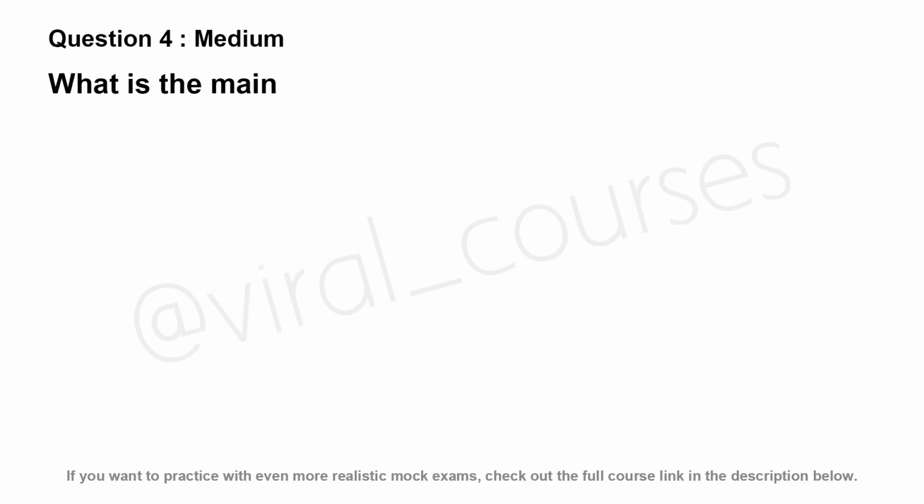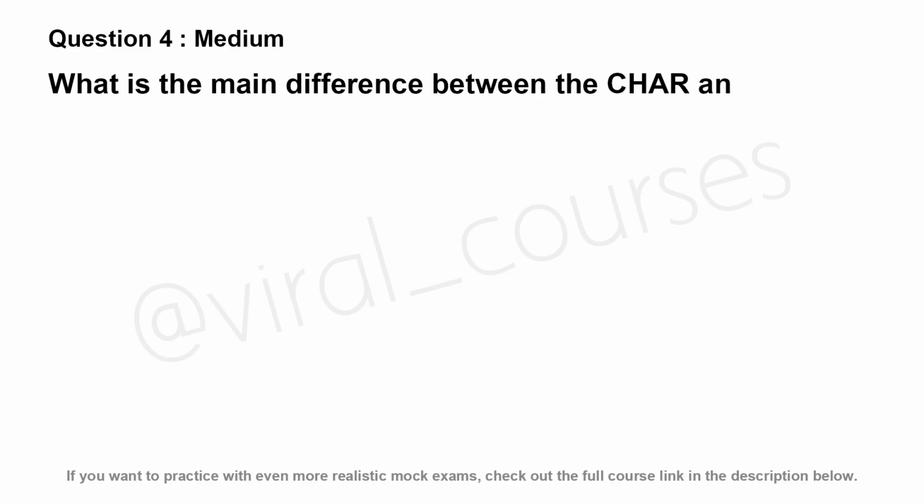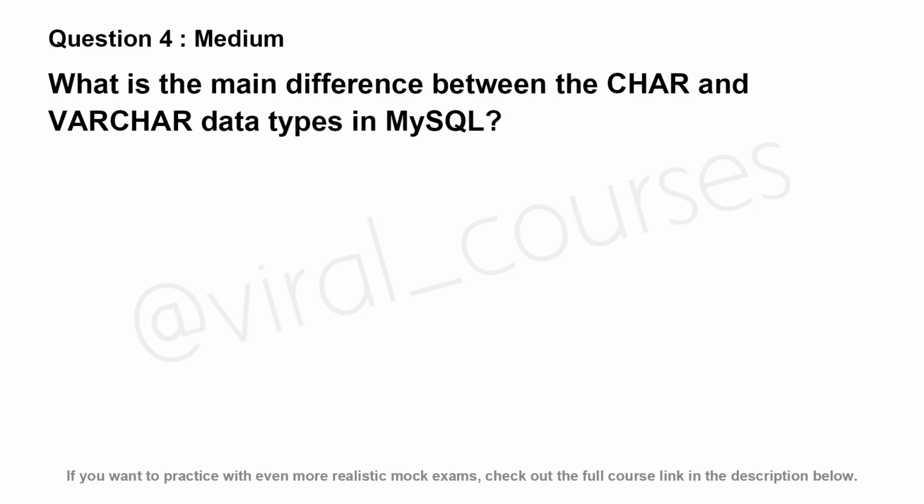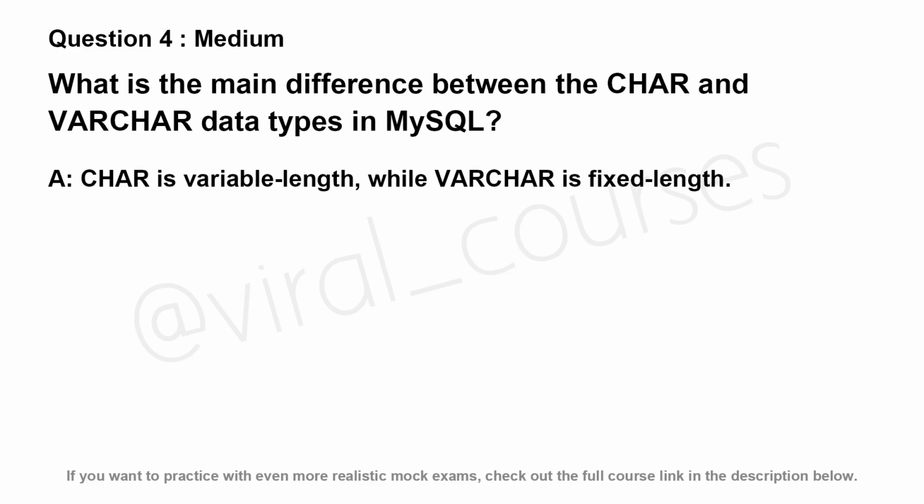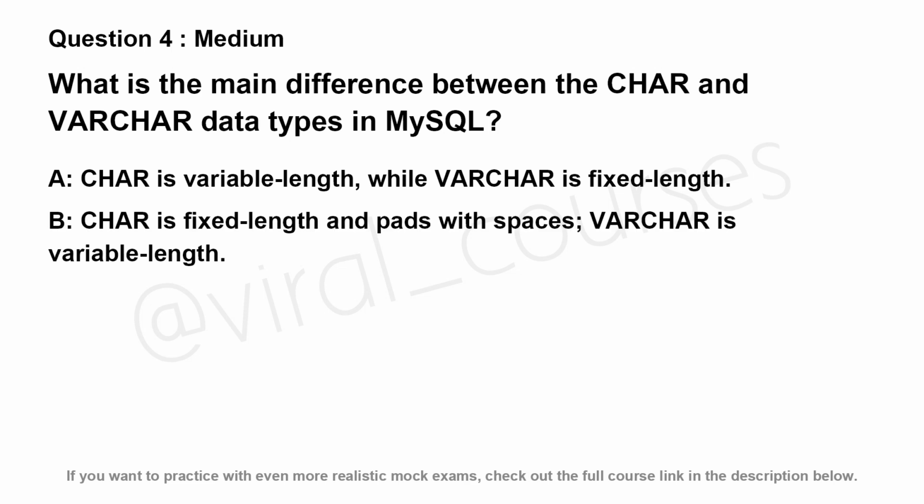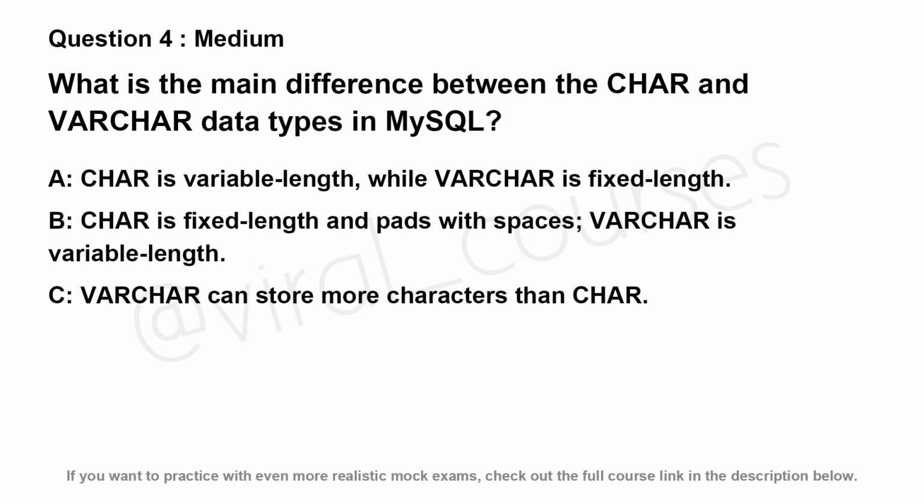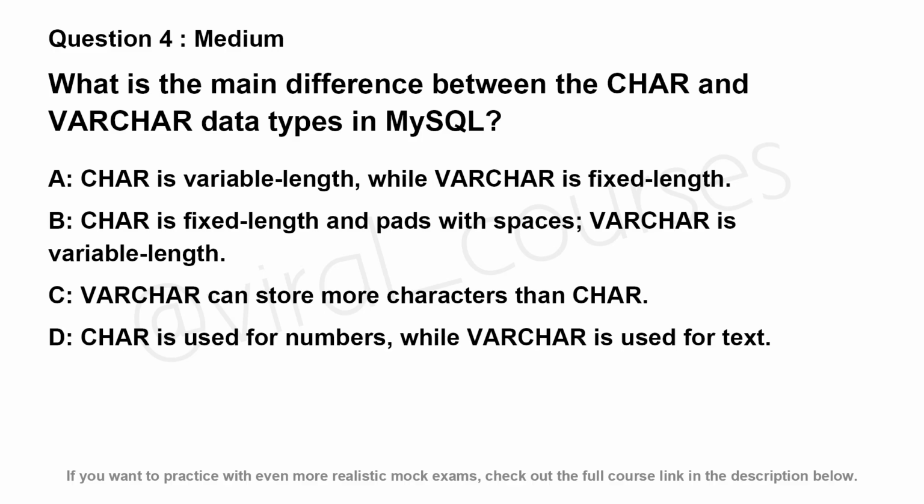What is the main difference between the char and varchar data types in MySQL? Option A, char is variable length, while varchar is fixed length. Option B, char is fixed length and pads with spaces. Varchar is variable length. Option C, varchar can store more characters than char. Option D, char is used for numbers, while varchar is used for text.